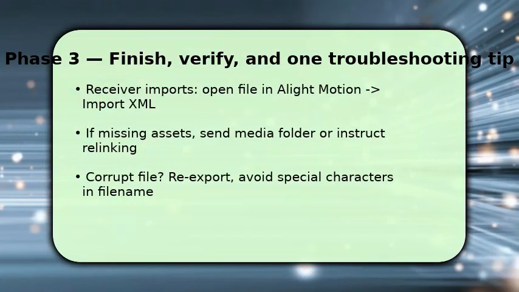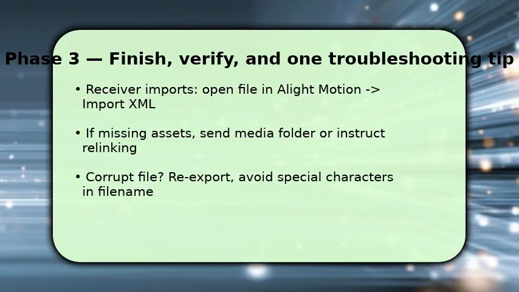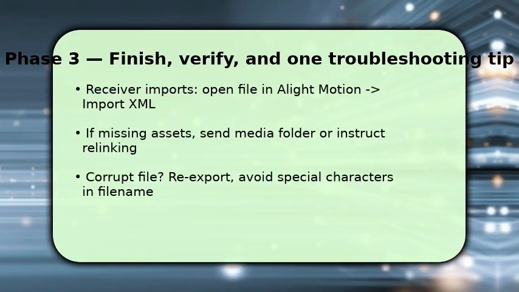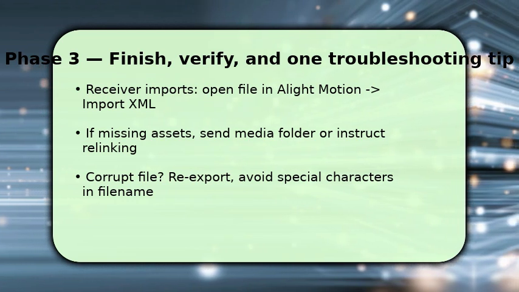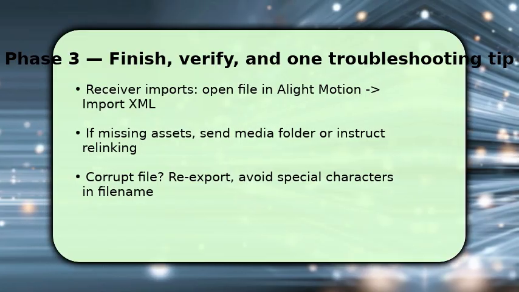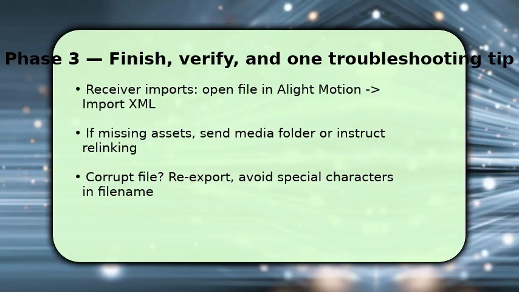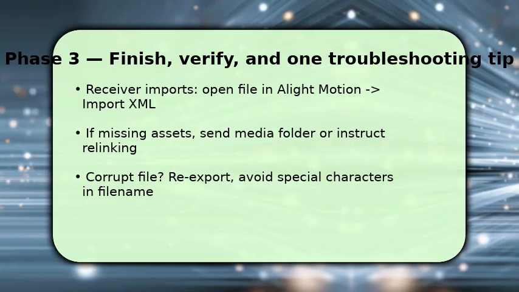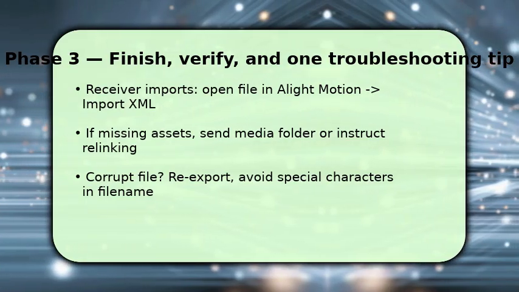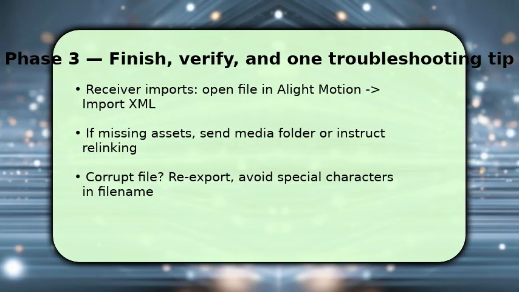You finish by confirming the recipient knows how to import. They open Alight Motion, choose Import, and select the XML file. The project should reconstruct. If clips come up missing, make sure you also shared the media folder or tell them to relink assets manually. If the XML fails, re-export with a simple file name, no special characters, and try compressing before sending. This single troubleshooting tip fixes most transfer corruption issues.